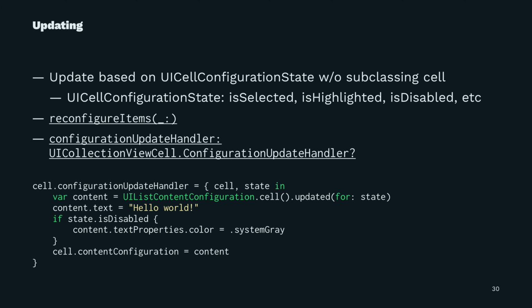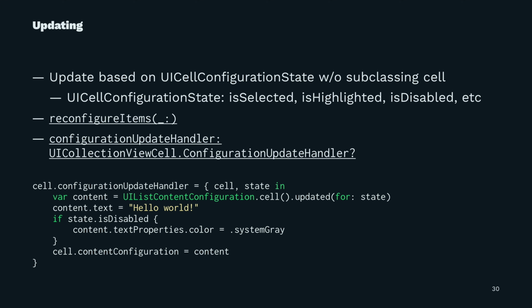Also, in iOS 14 SDK, we have this UICellConfigurationState, which represents different pre-configured states that the cell can be in: selected, highlighted, disabled. And we can use those states to customize the cell's appearance.